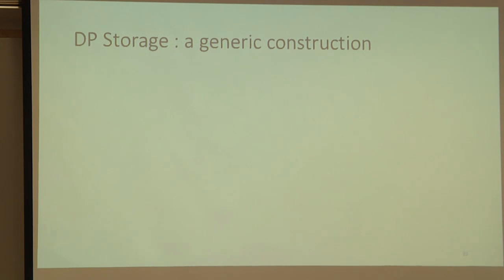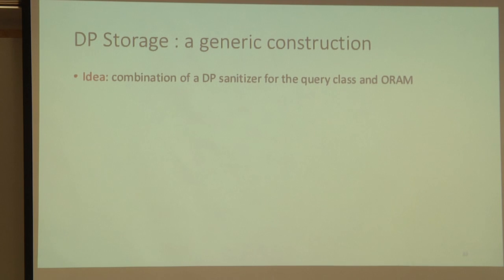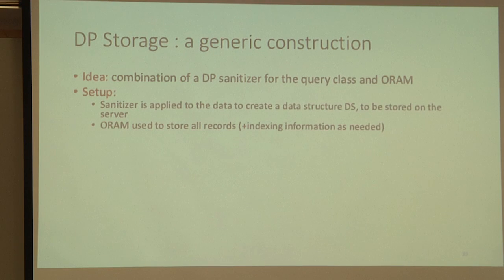So we know how to efficiently answer queries in different classes, and now we want to use that in our system. Our idea is that we're going to use, first of all, ORAM in order to store our database. ORAM ensures that the access pattern is hidden. So when we ask a query, ORAM makes sure that we cannot tell if the same record is retrieved more than once. And then we're going to use the DB sanitizer for a specific class of queries, let's say range queries, in order to find out how many records we need to retrieve. By combining these two elements, we can have a general construction for differentially private storage.